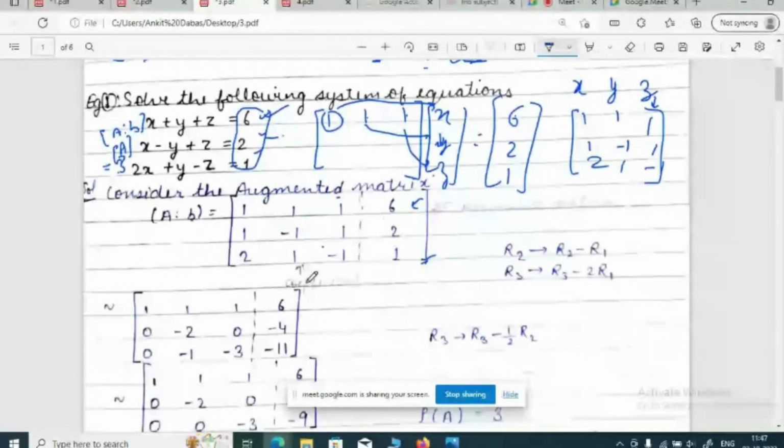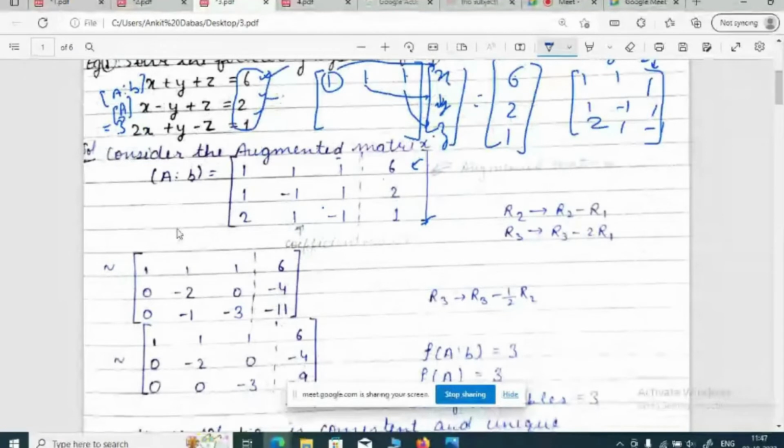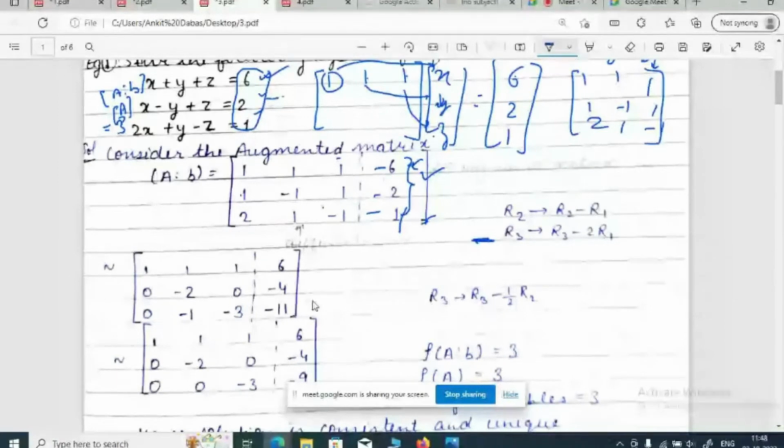So the augmented matrix will be this: 1, 1, 1, 1, minus 1, 1, 2, 1, minus 1. This will be the right hand side. Applying the row operations, R2 changes to R2 minus R1, and R3 changes to R3 minus 2 times R1. The same operations keep being applied on this side also. We have to remember that all the terms here will change in the same pattern. All these operations will be applied on these also. So what we get is this. Again, R3 changes to R3 minus 1 by 2 R2.